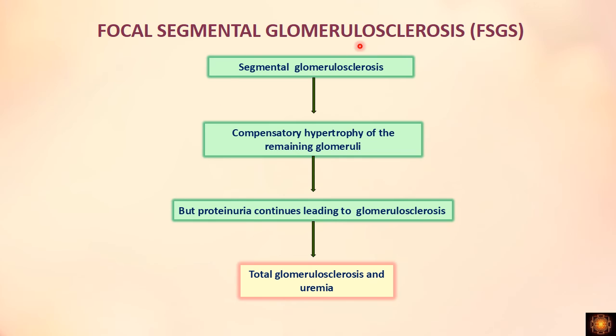Initially we have a segmental glomerulosclerosis, meaning only a part of the glomerulus will be involved and the remaining part will undergo compensatory hypertrophy. But as the endothelial cells and the epithelial cells are damaged because of the mediators, later on the proteinuria will continue to develop, leading to total glomerulosclerosis. The patient will develop total glomerulosclerosis, and when this develops, the patient will develop uremia.